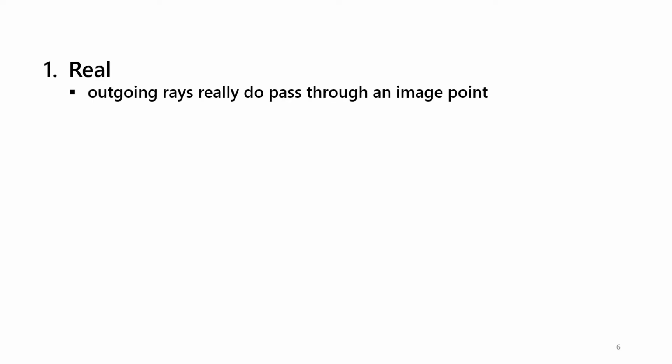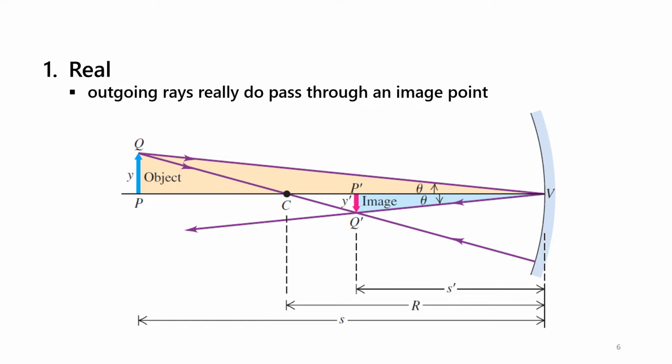Images are also classified as real or virtual. Before we discuss the difference, we note that objects would radiate multiple rays. So at point Q, maybe the tip of the extended object, it radiates two rays. It radiates more than two, but for the purposes of determining where the image is, two would suffice.